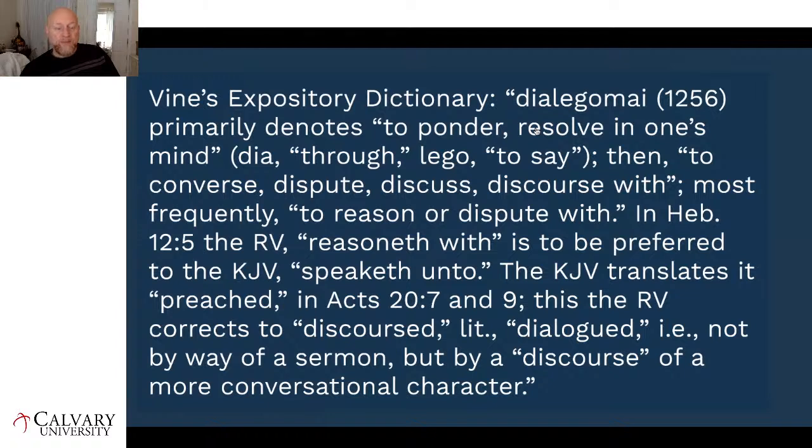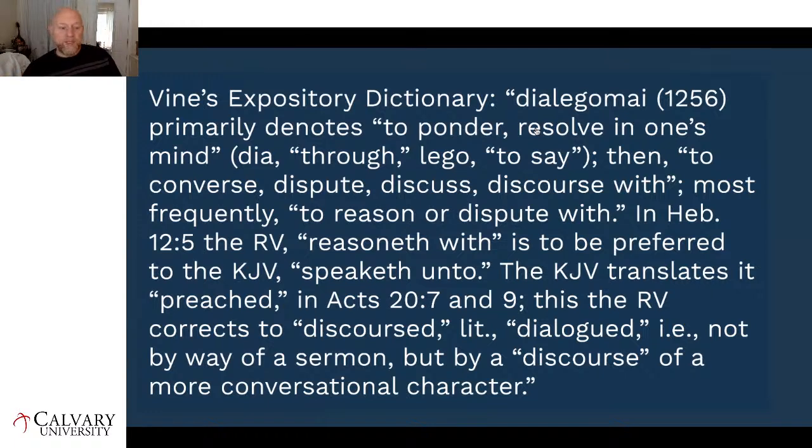In Hebrews 12:5, the Revised Version, not the Revised Version, I can't remember what RV stands for, but it's a version of the Scriptures, reasoneth with is to be preferred to the KJV, speaketh unto. So here's Vine saying it's preferable to say that the translation here was that he reasoned with, he conversed with, he dialogued with, that's to be preferred over speaketh unto, to speak to, as in a lecture.